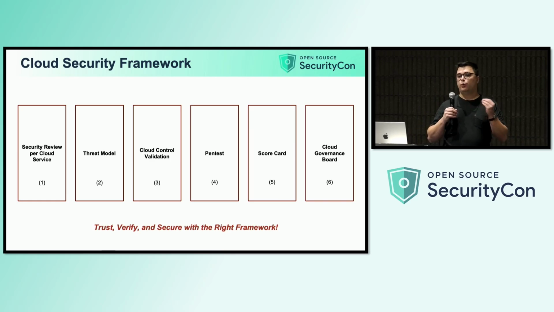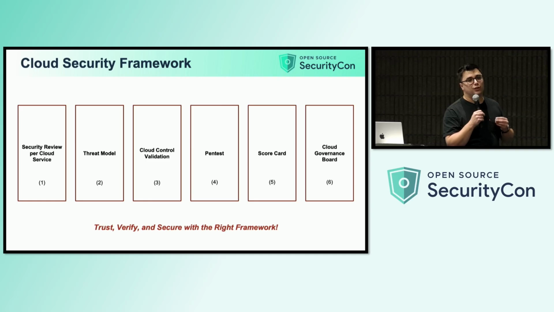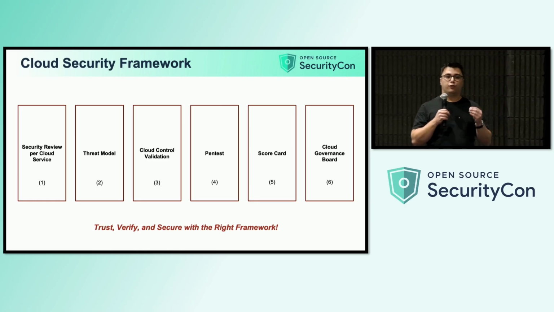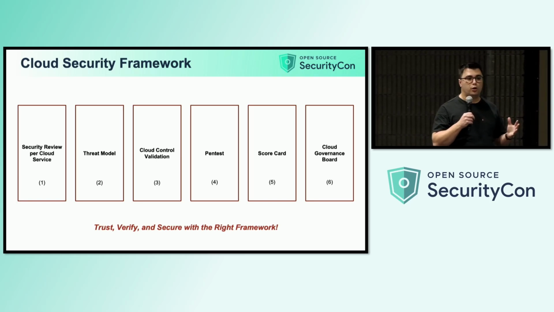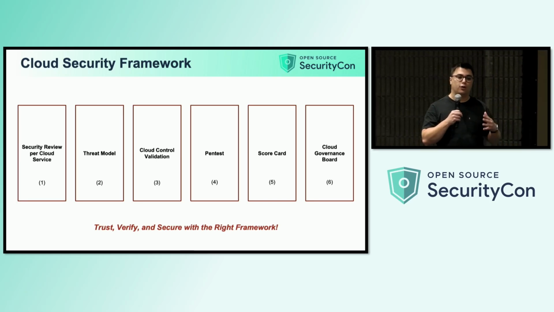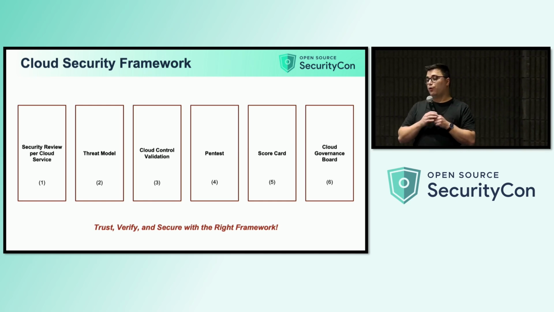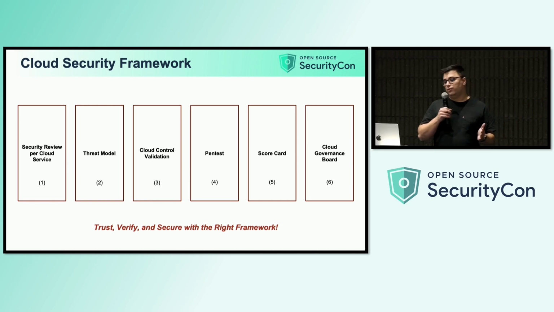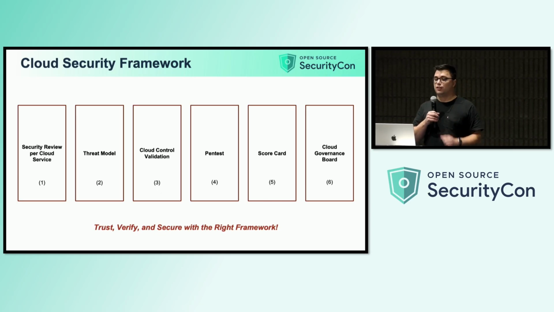The first action we will do is perform what we call a security review. A security review is a technical review of the cloud services, and the goal is to identify which security controls we need to create and which potential threats we can have if the cloud service is used without a well-hardened configuration. Additionally, the next step is the threat model. That is the subject of this presentation.